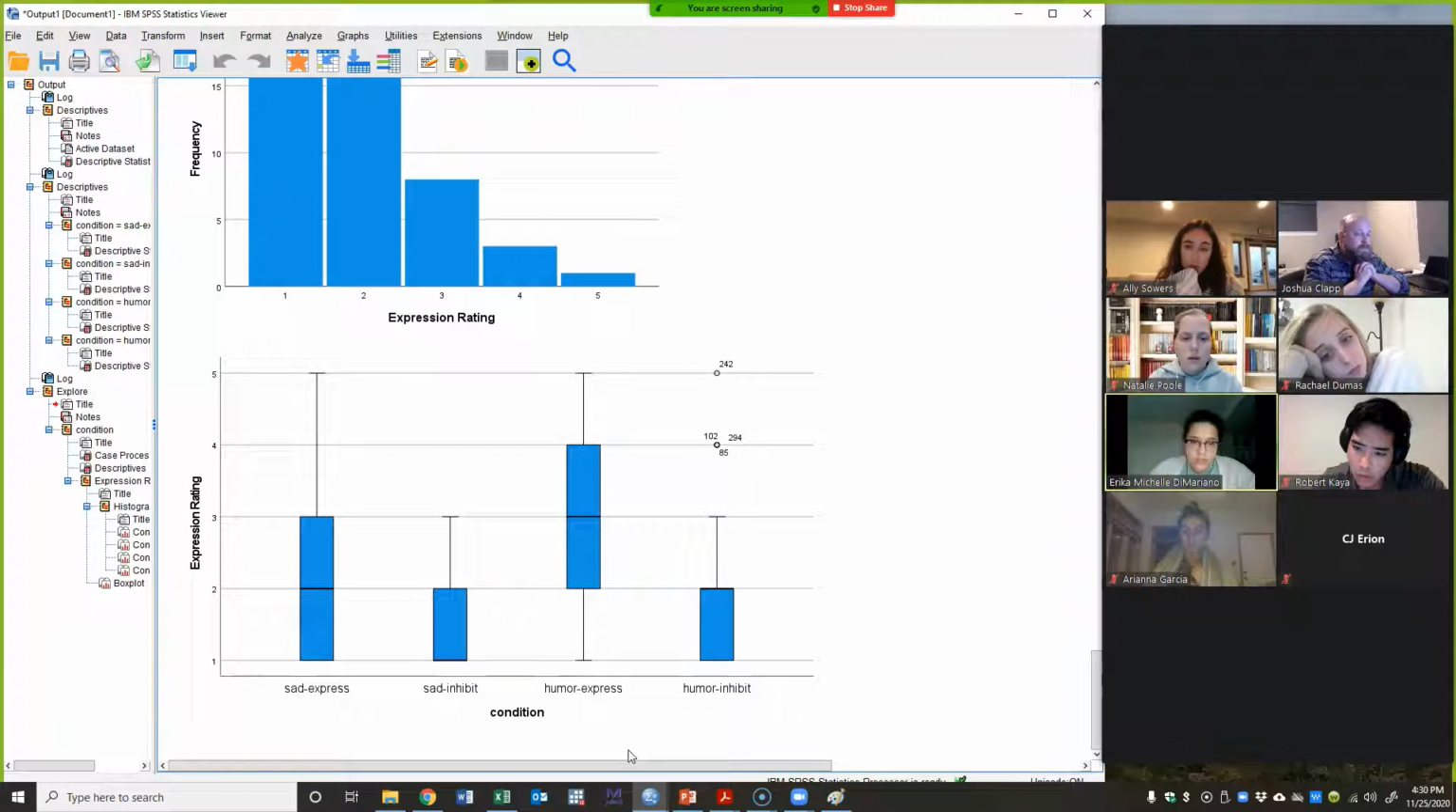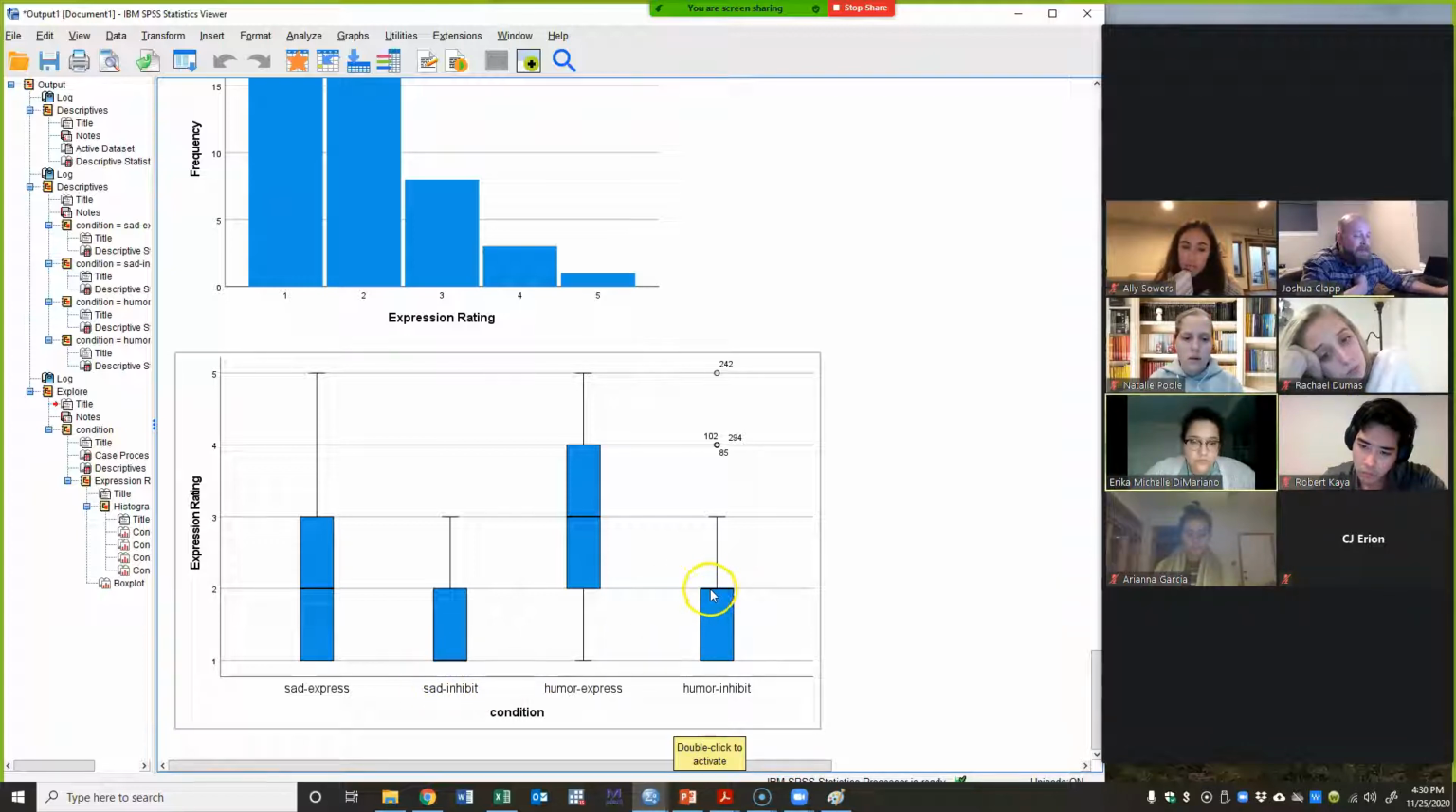For both of the inhibit conditions, the median seems to be at 1. I can't really tell on this humor inhibit. Yeah, actually here, median is 0. So we've got a floored out thing going for sadness inhibit. Median value is 1 for humor inhibit. So we've got some differences there. Yeah. What else are we seeing here?